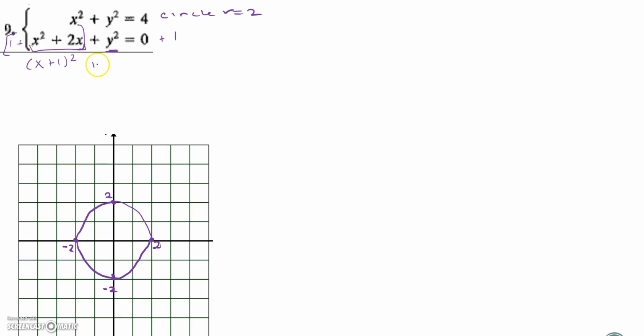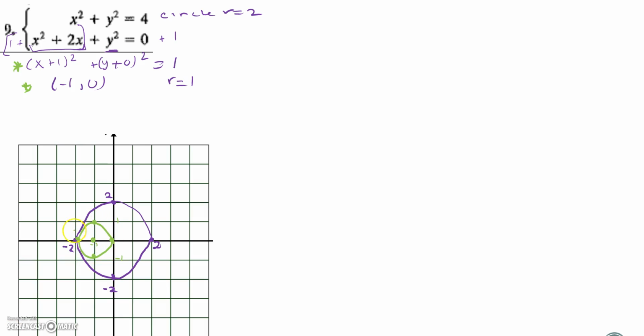The y squared is already a perfect square. It's like y plus 0 squared. And so you combine that side, it equals 1. So now I have a circle of radius 1, but now the center has changed. So you have your h, k, so the center is at minus 1, comma 0. So let's go ahead and graph that one.